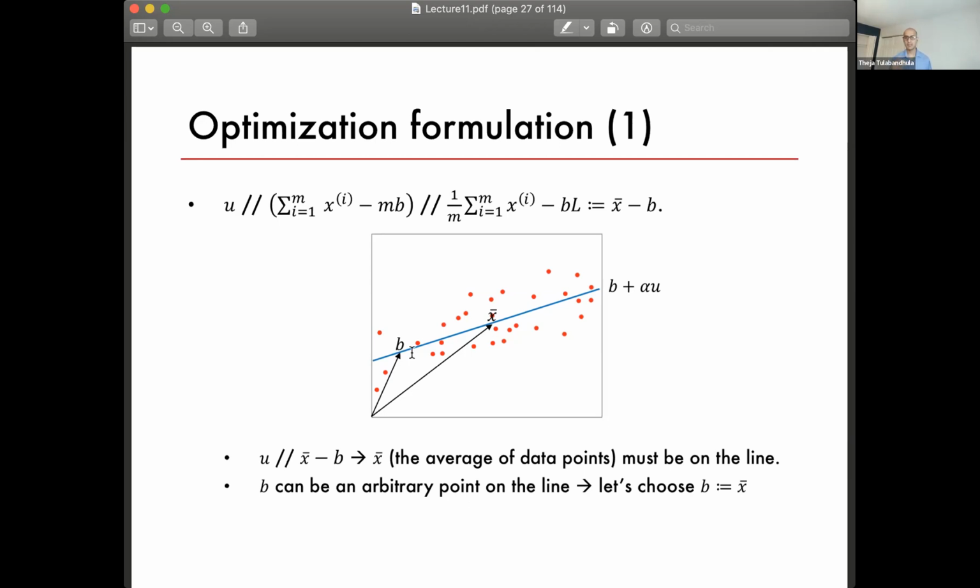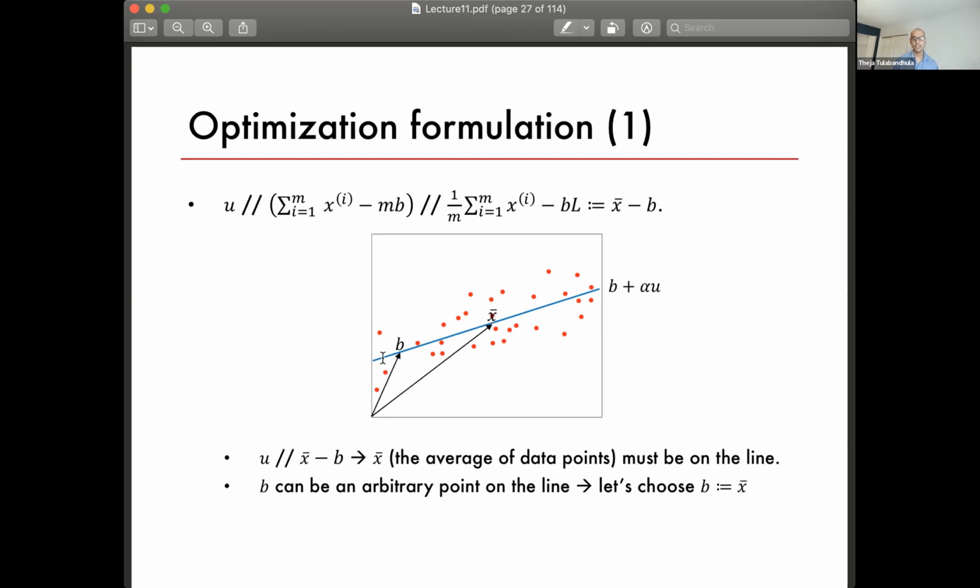Let's think of what's happening pictorially. We defined the objective function, defined a Lagrangian, took its gradient, and set it equal to 0. Then we found a property: if the line is this blue line, it is defined by b and u, so every point here is b plus alpha u for some alpha. What we found is that u has to be parallel to the x bar minus b vector. If you think of the origin here at the bottom left, then this is the b vector, this is the x bar vector, and x bar minus b is this vector here, which has to be parallel to the u vector. The u vector is anyway in this direction. That's what this figure is showing: if u is parallel to x bar minus b, then x bar has to be on the line.